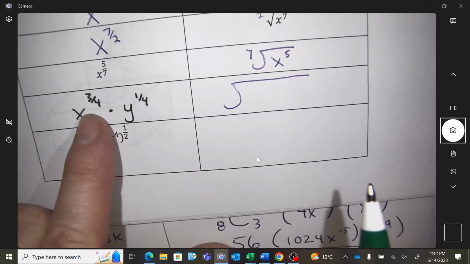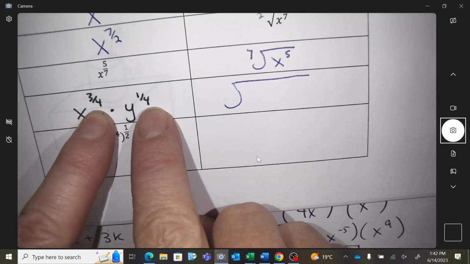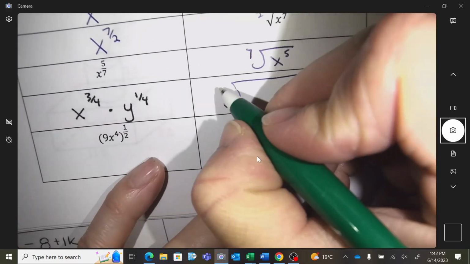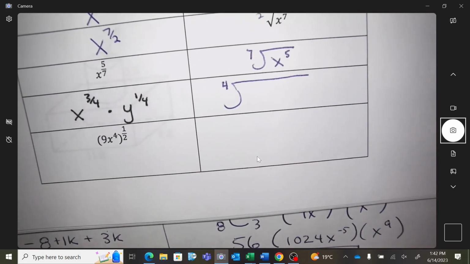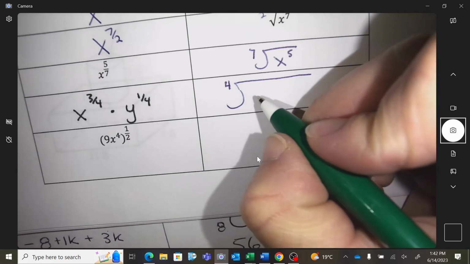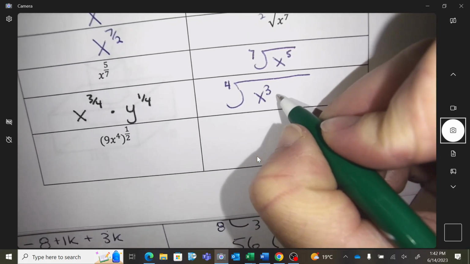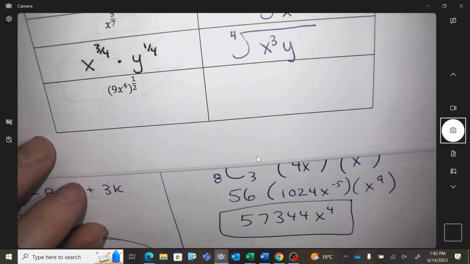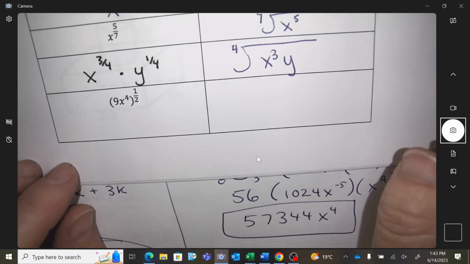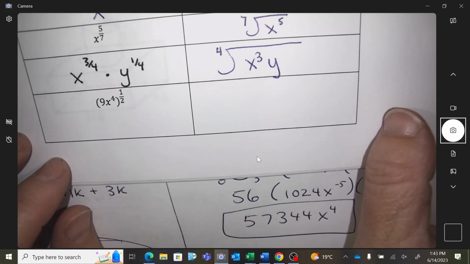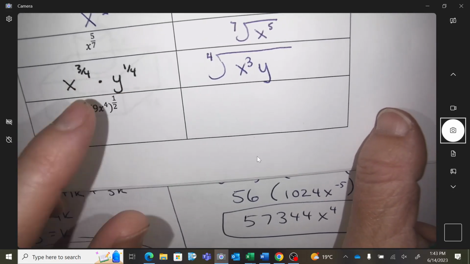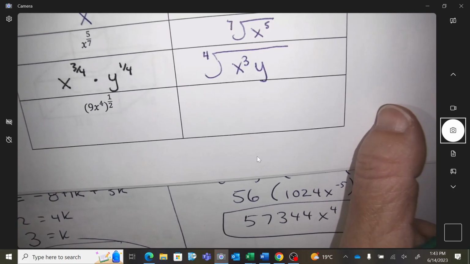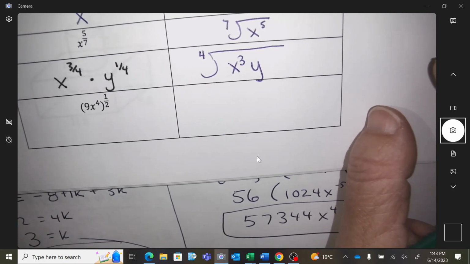Okay, so this one, what's the common theme here? There's a 4 here, there's a 4 here. So what is that common theme? The fourth root of an x cubed and a y. The bottom numbers, then we can't really put them together at all. It doesn't work like that. No, you wouldn't have one like that because you can't do anything.